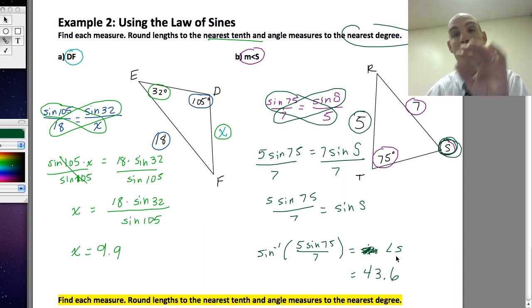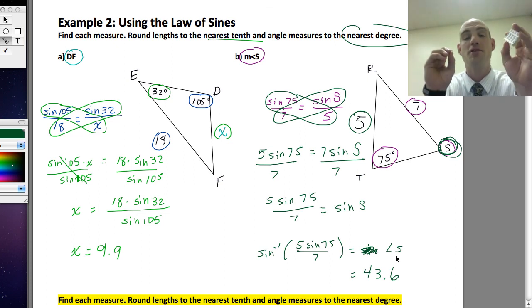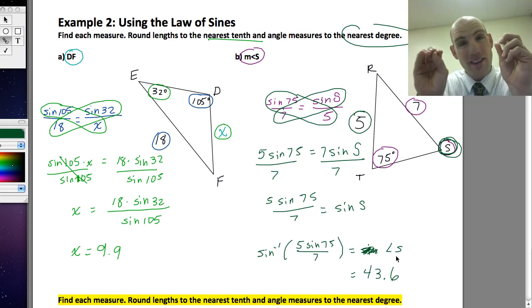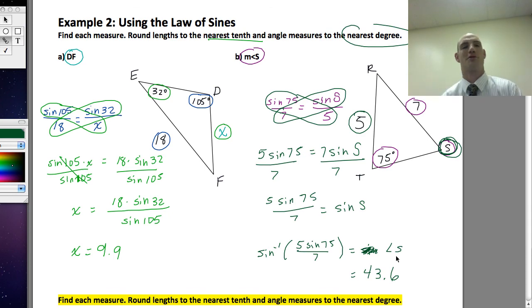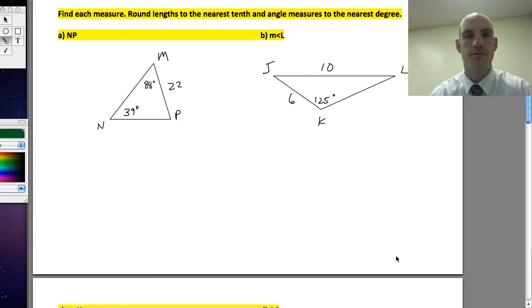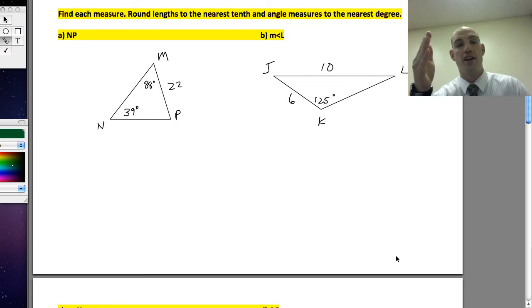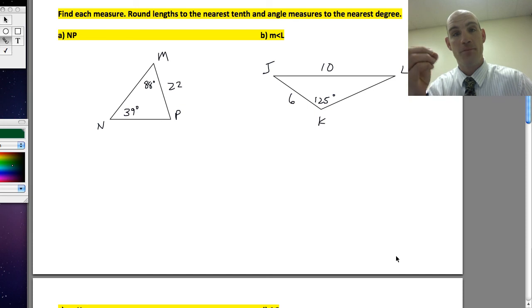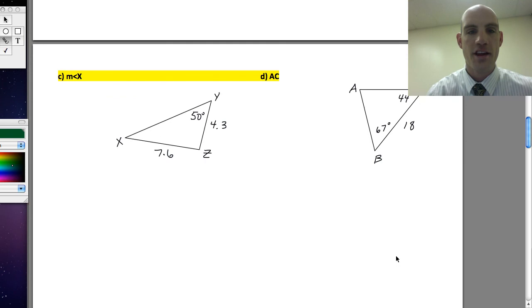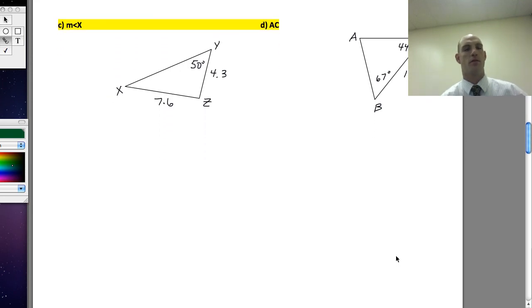So I'm going to scroll down here. You're going to need to pause and try these on your own. Please, guys, try these on your own, because when you come to class and you say, I don't get it, I want you to have tried them so that we can troubleshoot rather than start from scratch. Okay? So I'm going to scroll down. Go ahead and write these down. Here's the first two. We're going to be doing the same thing, finding each measure, rounding lengths to the tenth, and angle measures to the nearest degree. So there's those two. You can also try these two. Once again, same instructions, rounding side length to the nearest tenth, angle measures to the nearest degree.